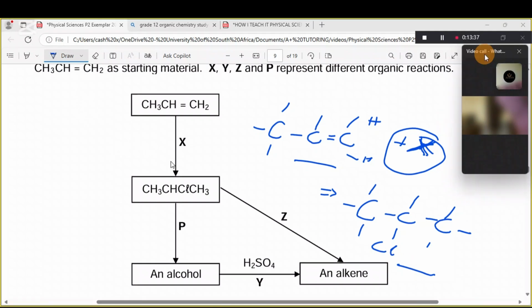We have an extra hydrogen, and we don't have one here. Meaning we now have also a Cl. We didn't have it before. That means this is what they added. So X should be HCl.